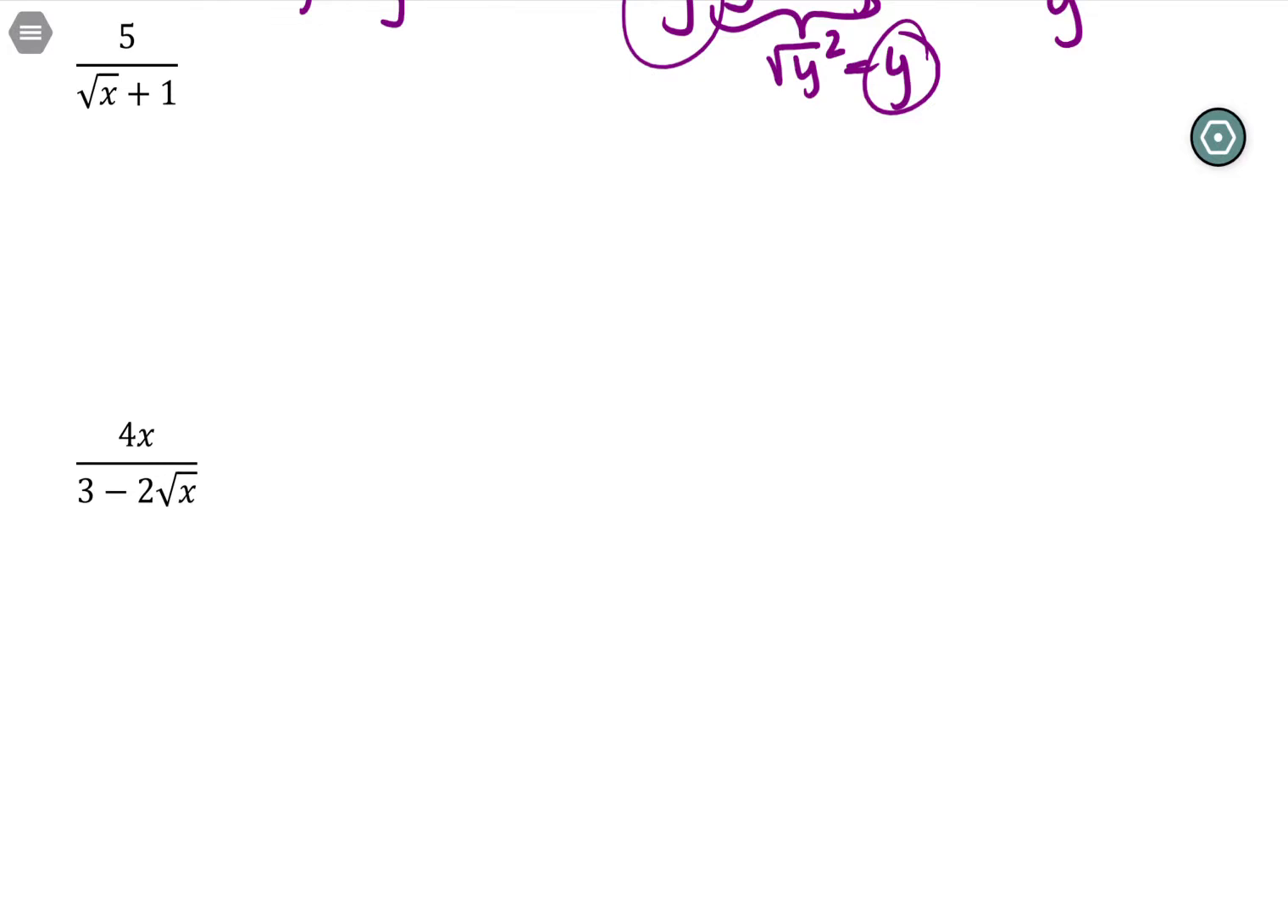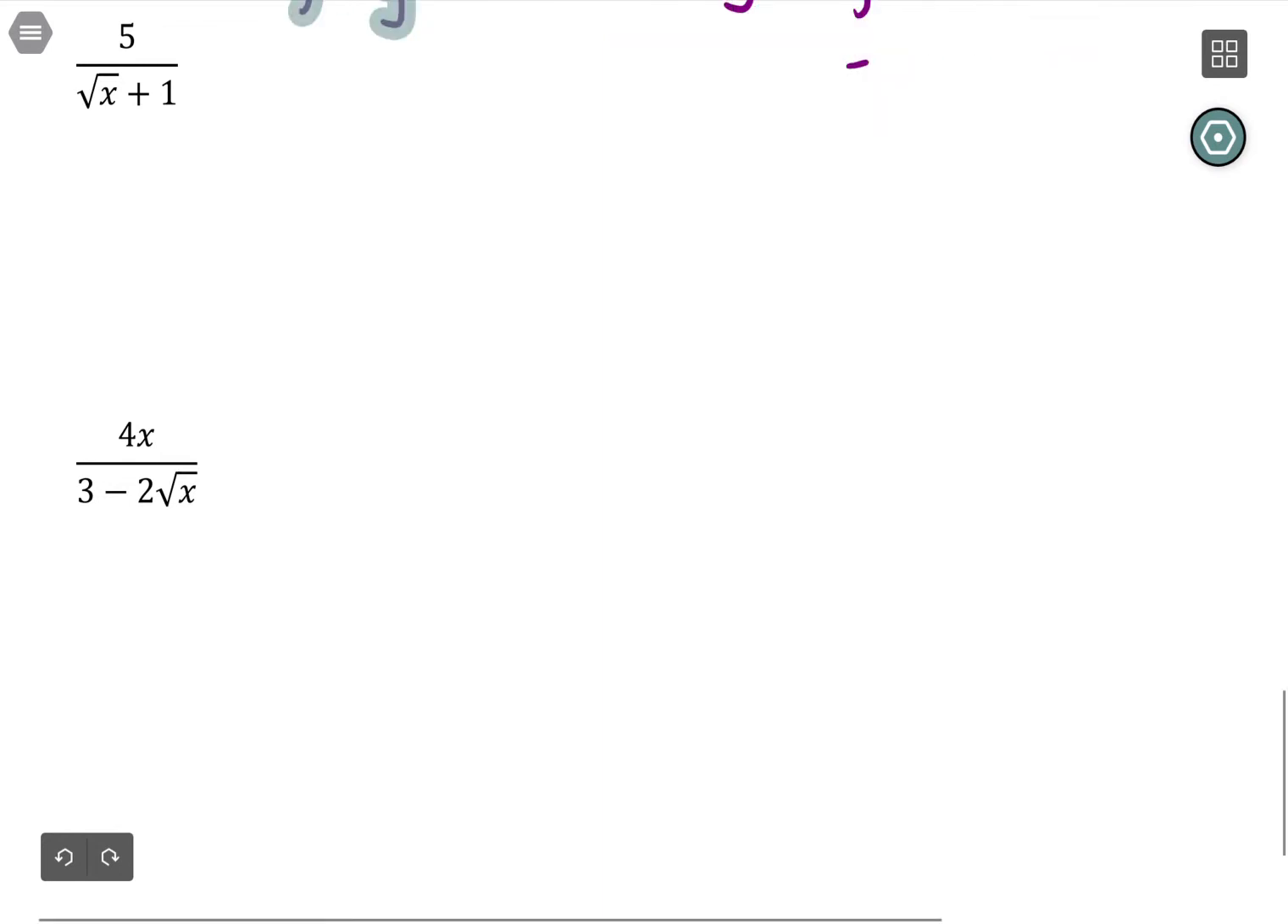Okay, charger is in action. Last couple of examples here. Again, this works just the way it worked when we were dealing with constants. Let me erase some of my mess from the last one.